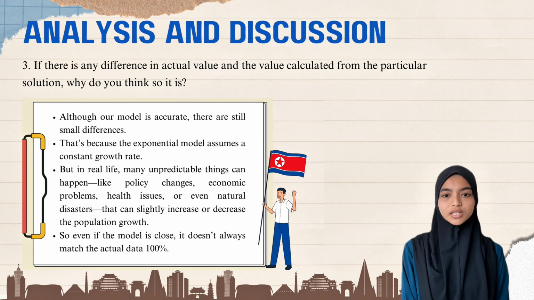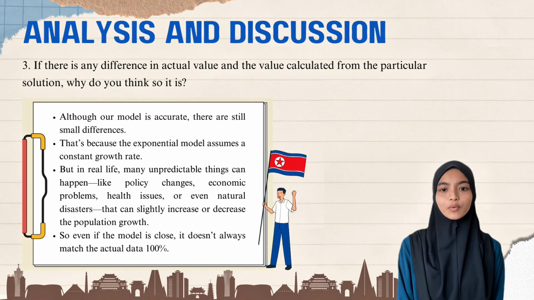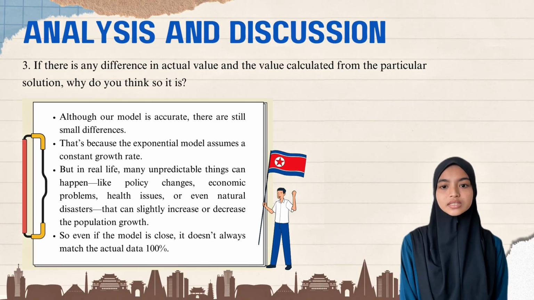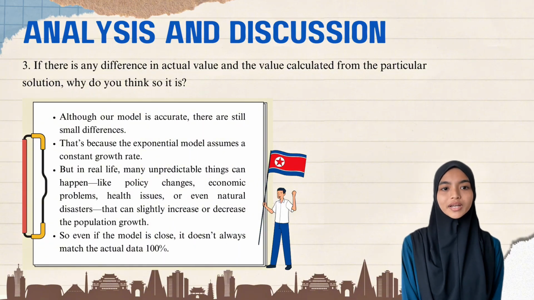That's because the exponential model assumes a constant growth rate. But in real life, many unpredictable things can happen, like policy changes, economic problems, health issues, or even natural disasters that can slightly increase or decrease the population growth. So even if the model is close, it doesn't always match the actual data 100%.